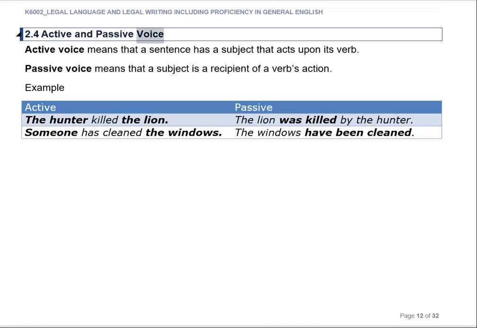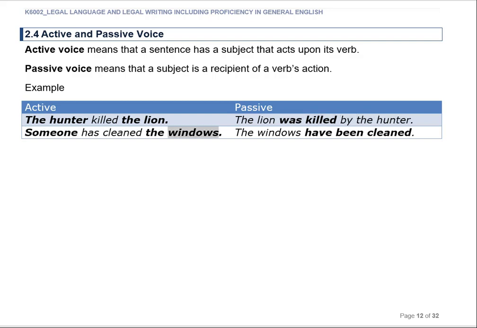Active and passive voice. Active voice means that a sentence has a subject that acts upon its verb. Passive voice means that a subject is a recipient of a verb's action. Example. Active. Passive. The hunter killed the lion. The lion was killed by the hunter.